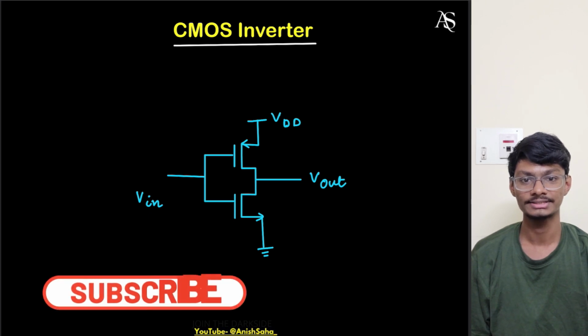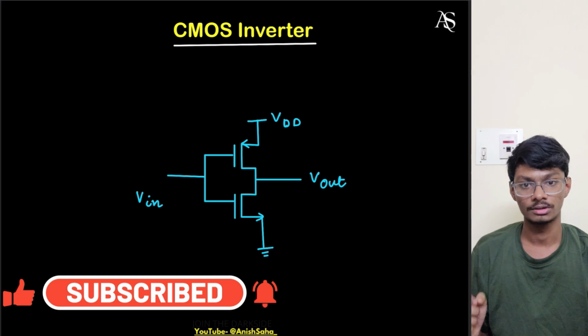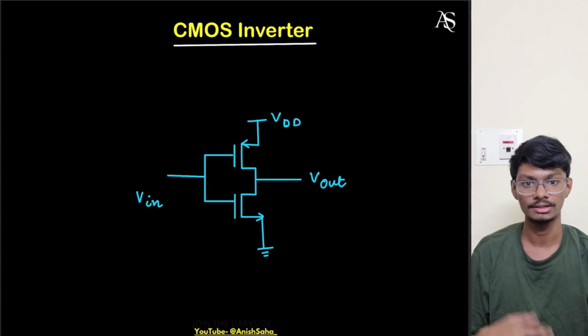Hello everyone, I'm Anish and today we will be studying about the CMOS buffer. We will do the complete analysis of a CMOS buffer, basically the pulse response and a ramp response, and draw the transfer characteristics for voltage, right?